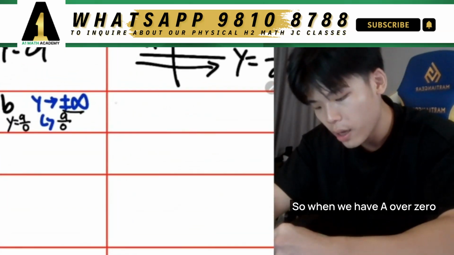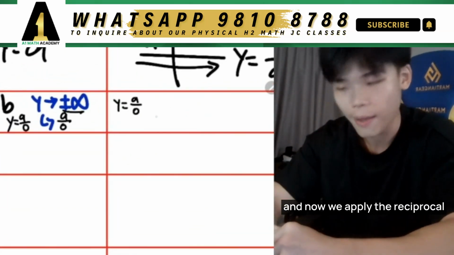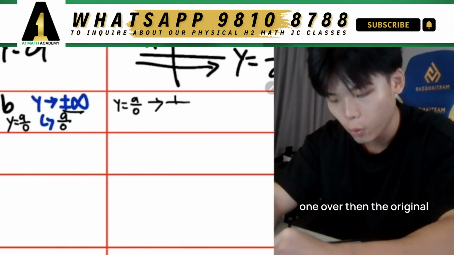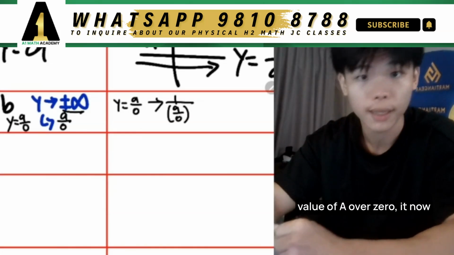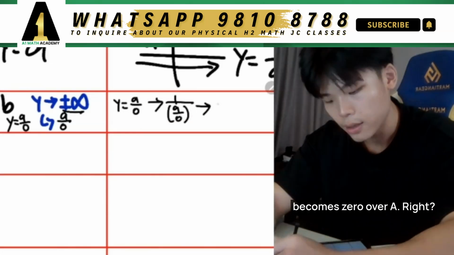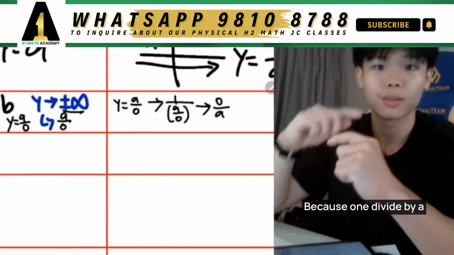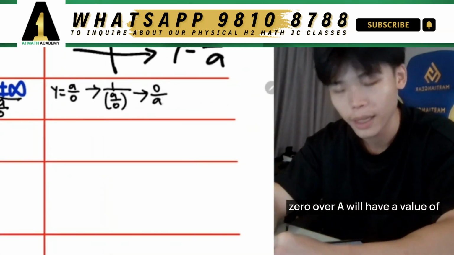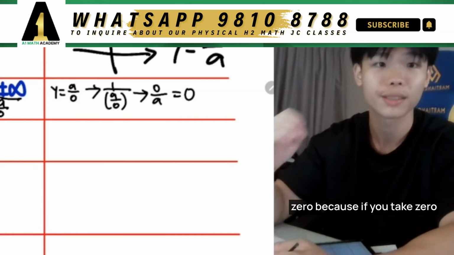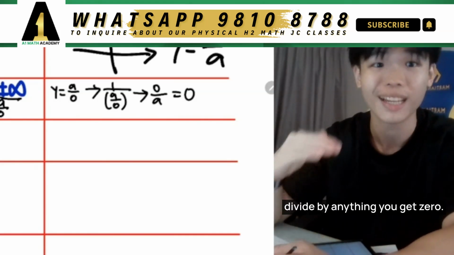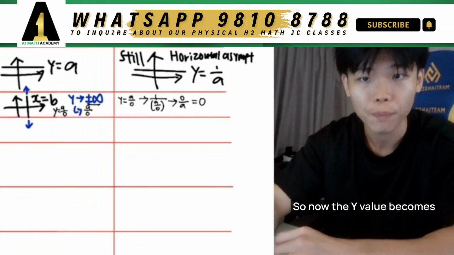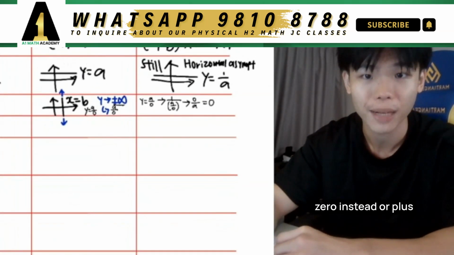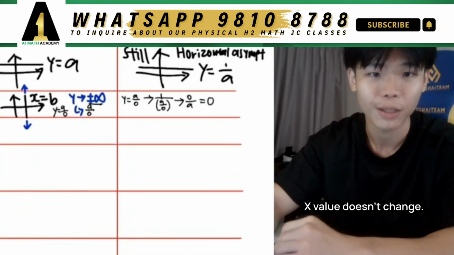So when we have a over 0 and now we apply the reciprocal, 1 over the original value of a over 0, it now becomes 0 over a, right? Because 1 divided by a fraction, we flip it, it becomes 0 over a. And 0 over a will have a value of 0, because if you take 0 divided by anything, you get 0. So now the y value becomes 0 instead of plus minus infinity, while the x value doesn't change.